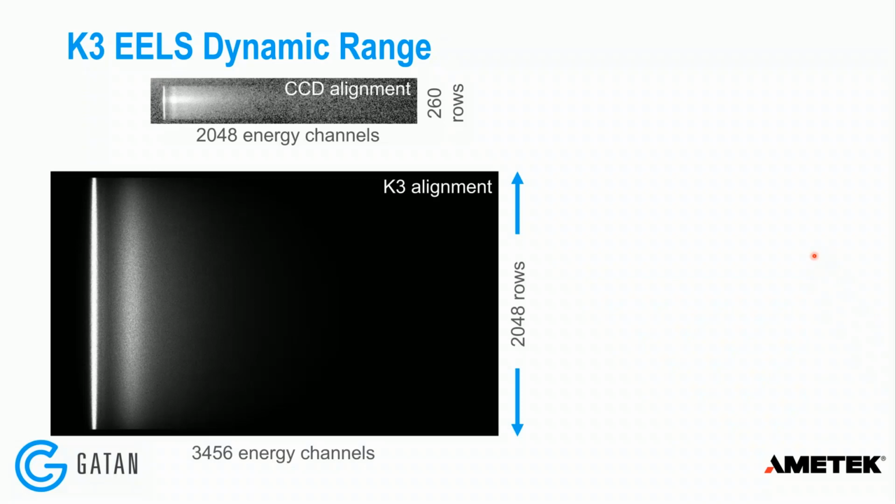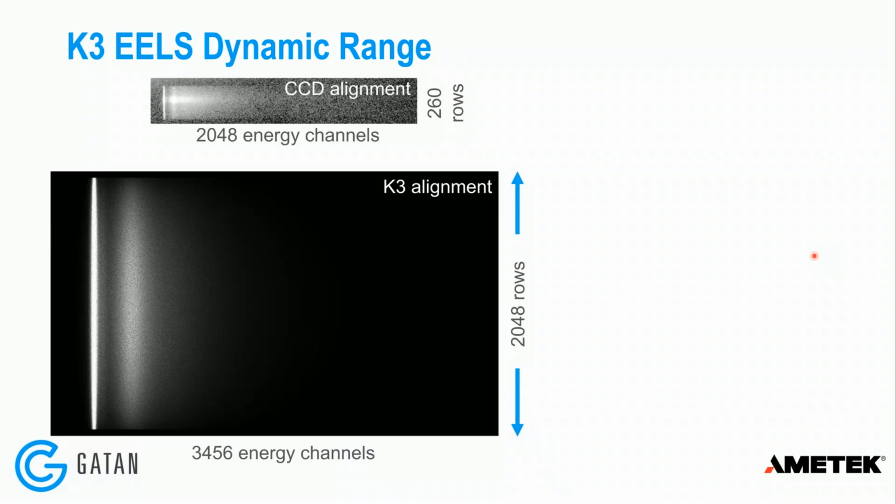So what are we doing with the K3? We actually increase that spectrum height out to 2048 rows. So we have a much, much taller spectrum. And then in the dispersive direction, we have 3,456 energy channels.